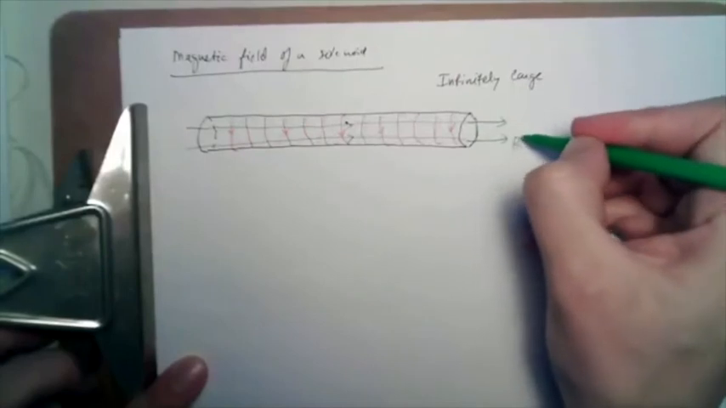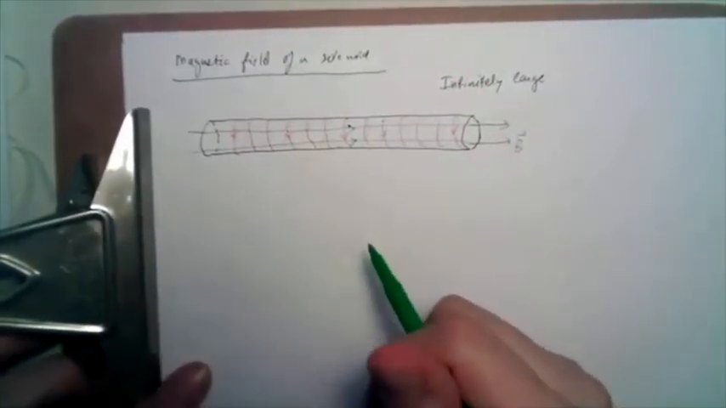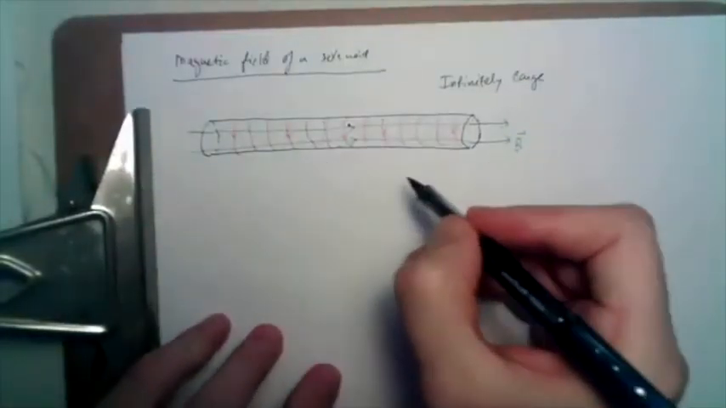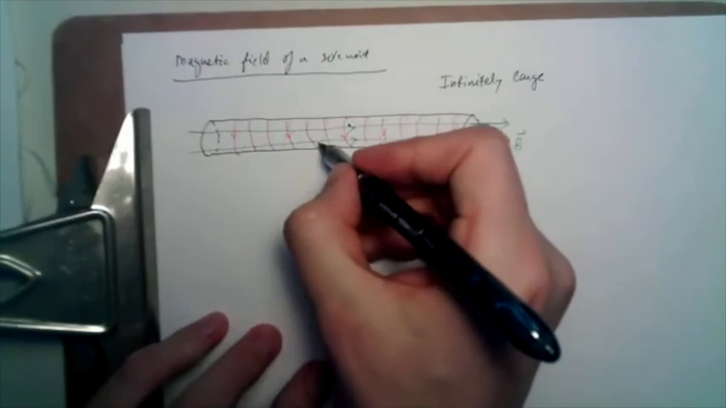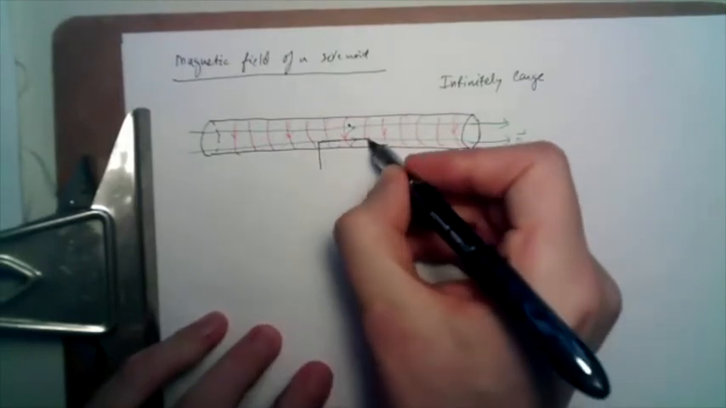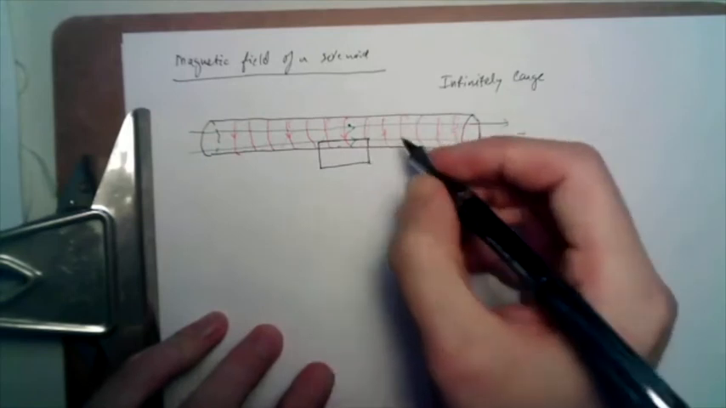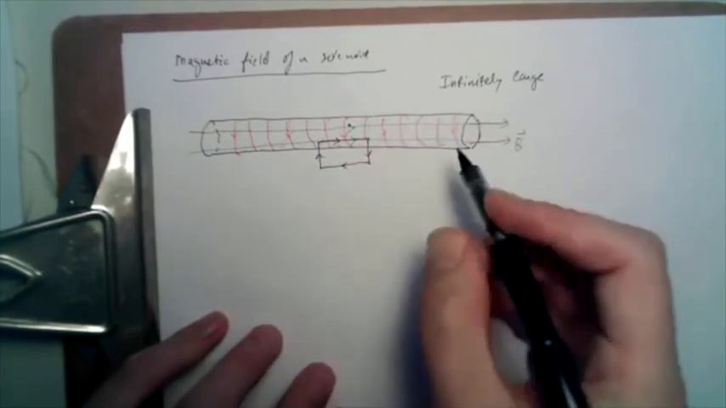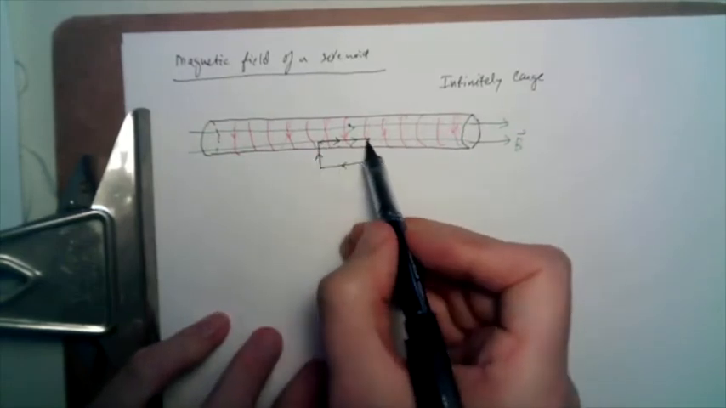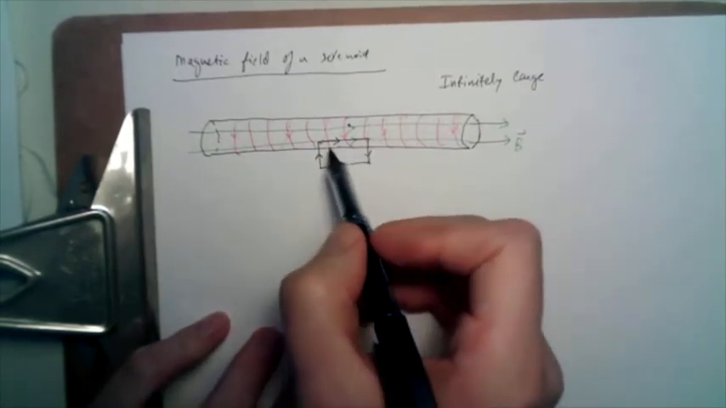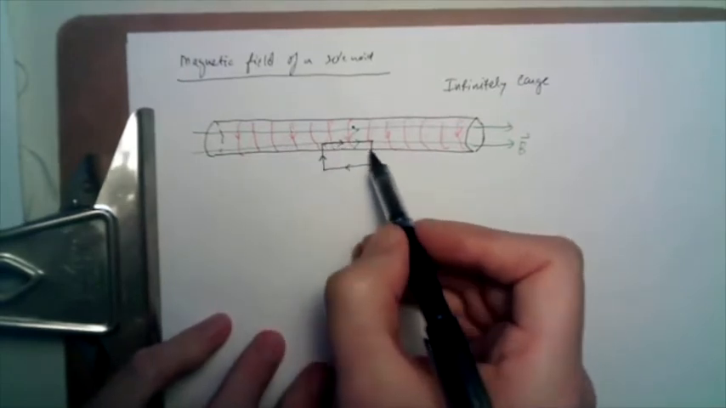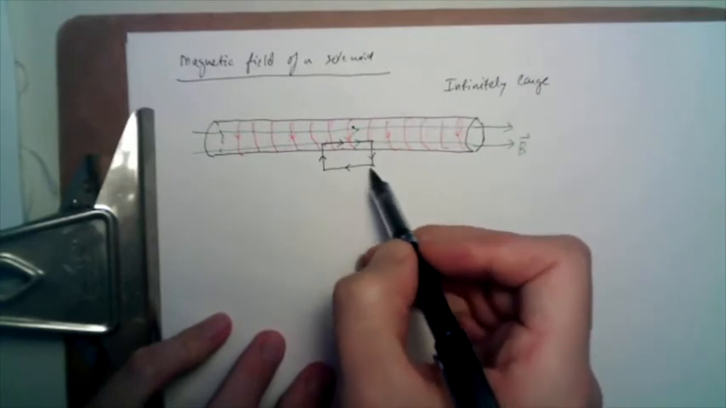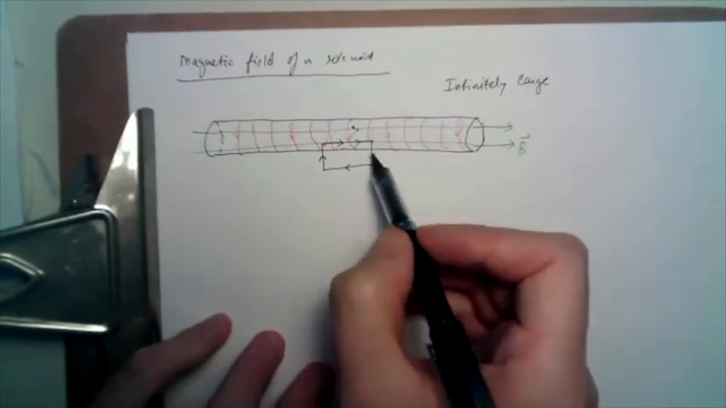So that's the field. Now, how do we fit an Amperian loop? And this is where our infinite wire becomes useful. So this is our Amperian loop. Now, the Amperian loop, when you're on the inside of this solenoid, is not too hard to imagine. You just get B times whatever the length is. In this case, you're going in a direction that is perpendicular to the magnetic field.